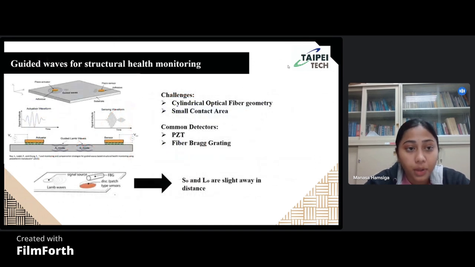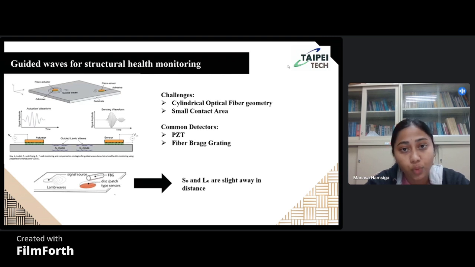This is the third part of the presentation, where we'll be discussing guided waves for structural health monitoring, the acousto-optic interactions in optical fiber sensors for ultrasonic inspection of structures. The ultrasonic waves are excited from the actuator, and here they have Lamb waves, which are measured with the sensors at a particular distance away from the source.